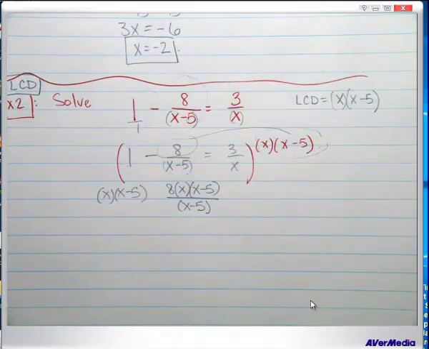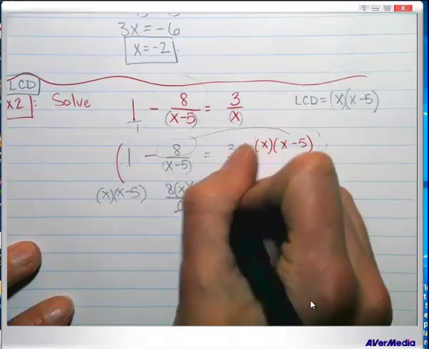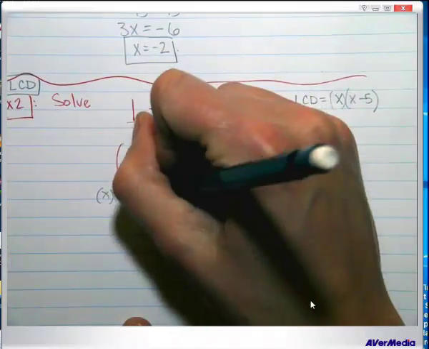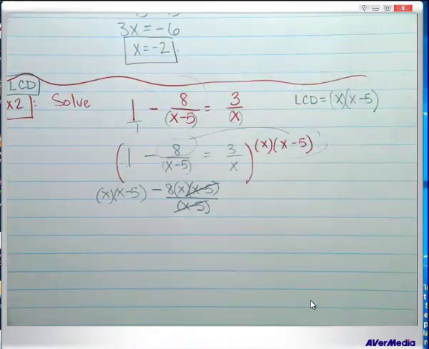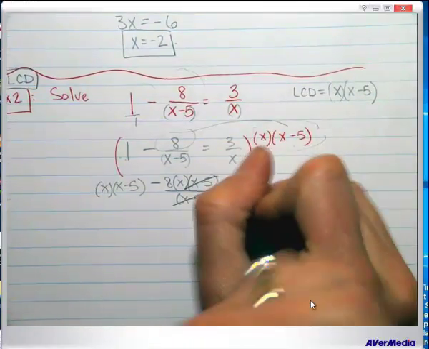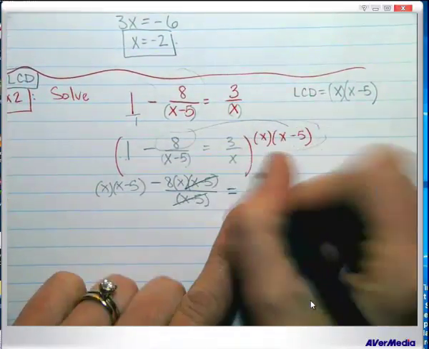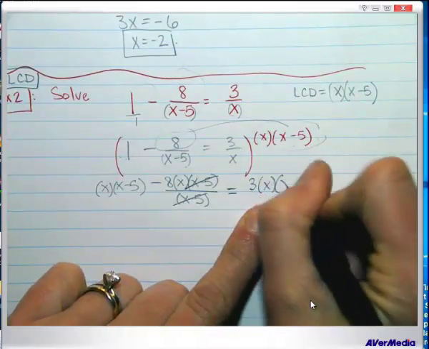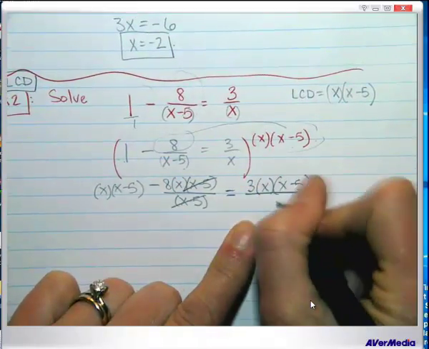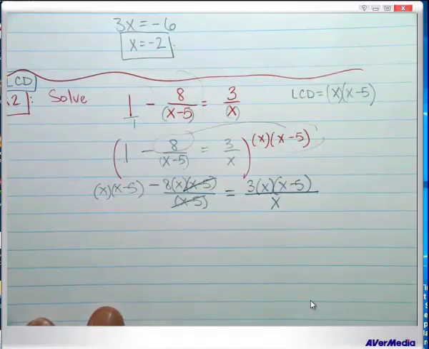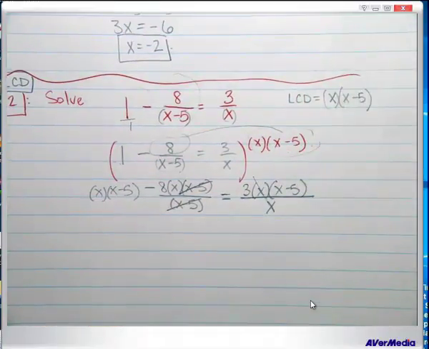So notice my least common denominator that I chose, I multiply it into the top. What happens here that's very nice is that the denominators cancel out. And, oh, I forgot my negative sign, or subtract. And then on the right side of the equation, keep going with this multiplying. It's going to be 3 times the x minus 5 all over x, and what cancels out there are the x's.